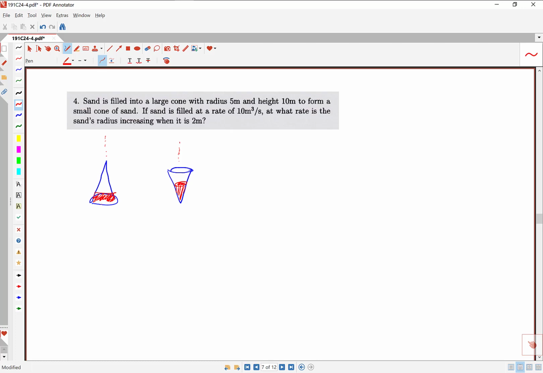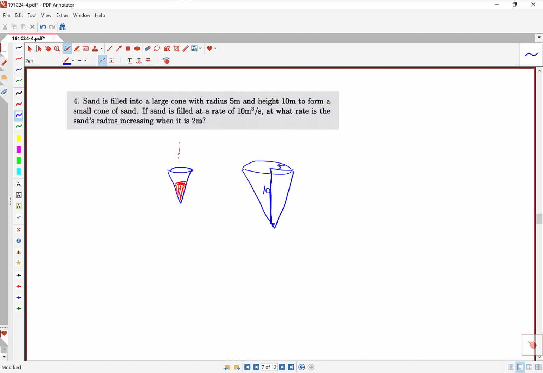This bottom shape here is not a cone. So you don't have that scenario here. You actually have the scenario on the right. All right, so we've got this conical shaped container. Sand is dropping in from the top like that. And we know that our large cone, so the container, if you want to think of it that way, the container has a radius of 5 meters and a height of 10 meters. All right, there we go.